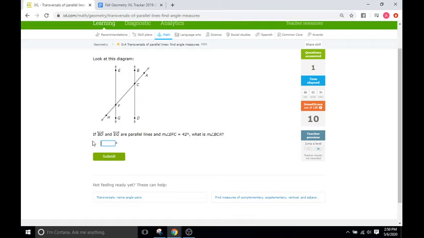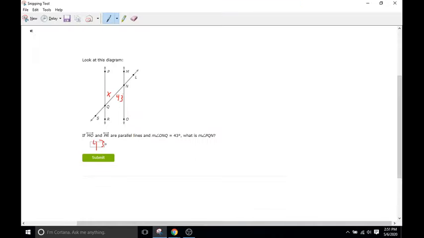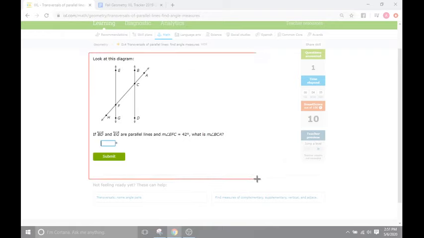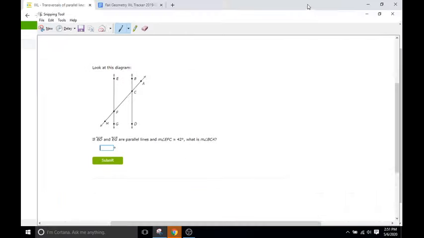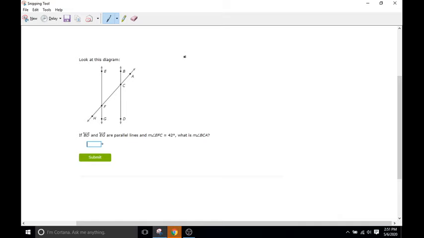Okay, if BD and EG are parallel, and EFC is 42, then what is BCA? What is BCA? Okay, so we'll do this one as well. So understanding the different angle relationships is really going to help you carry yourself further for this IXL. We said that EFC, so this angle right here, is 42 degrees. Okay, and it wants us to find BCA, so this one.